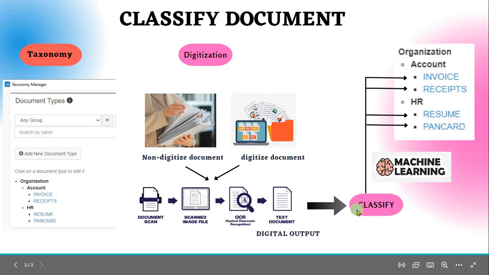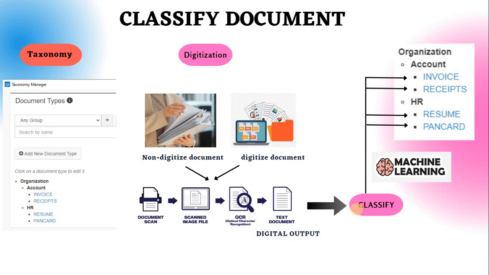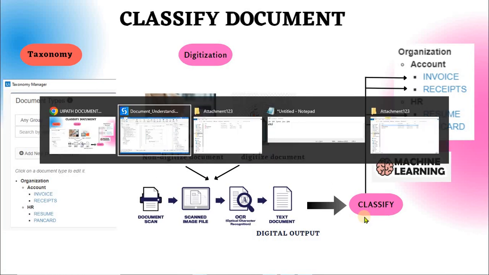Once we convert the output into a digital format, we need to classify this document. In UiPath we have machine learning functionality available. With the help of that we can easily classify the documents. Let's see how we can do it in UiPath.